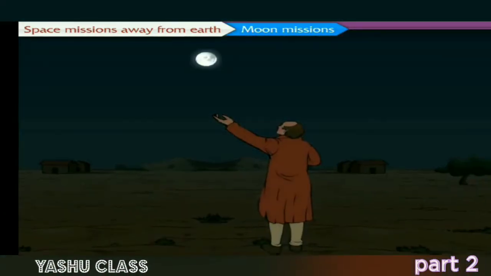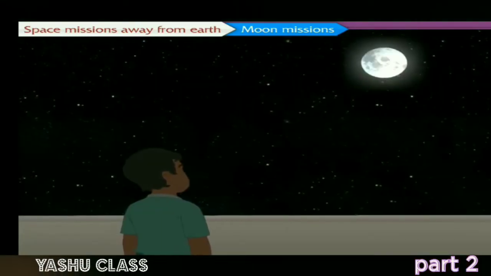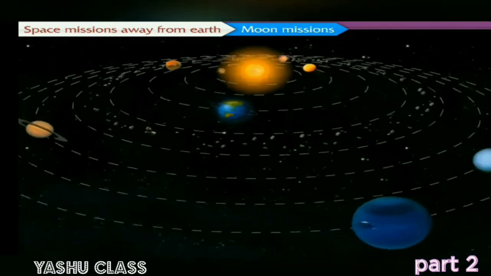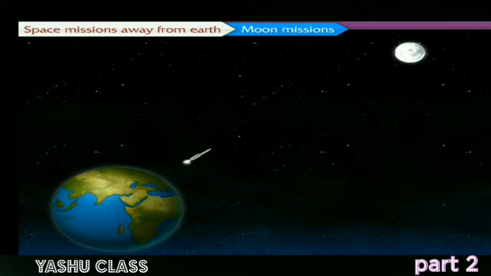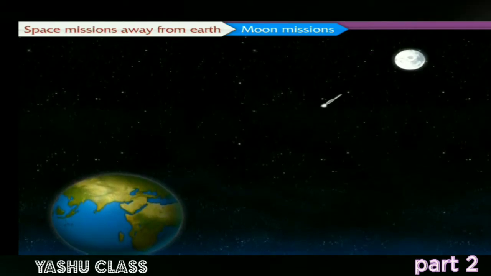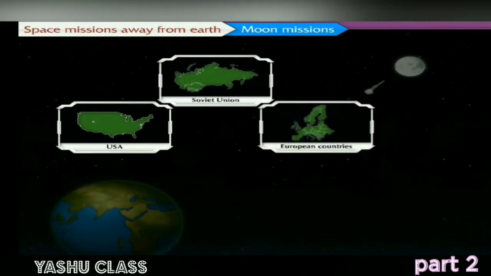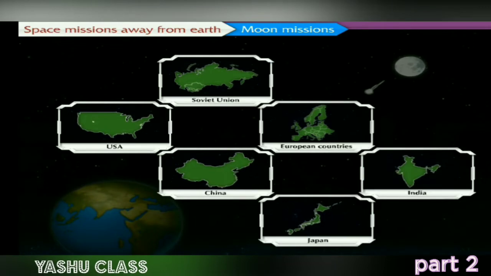Moon missions. Man had always been curious about the Moon. We can observe the Moon even with our naked eyes. Since the Moon is the closest astronomical object to us, the first space missions to objects in the solar system were the missions to the Moon. Such missions have so far been executed by USA, Soviet Union, European countries, China, Japan, and India.